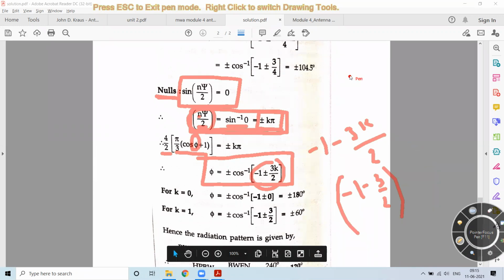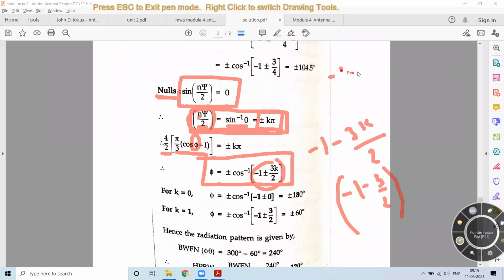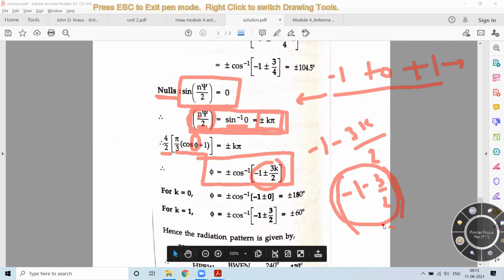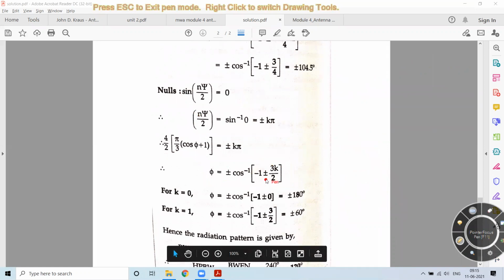So here I can see that this value is much lesser than minus 1, because when I take the cos of any angle, the value will be in the range of minus 1 to plus 1. Cos of any angle will be in the range of minus 1 to plus 1. It cannot be lesser than minus 1. It cannot be greater than plus 1. So therefore, the negative sign has to be neglected, and we need to consider only the positive.